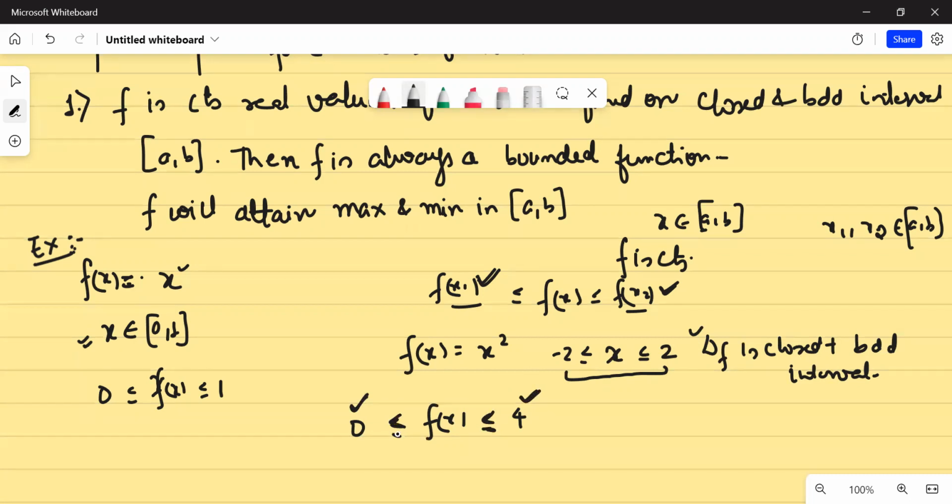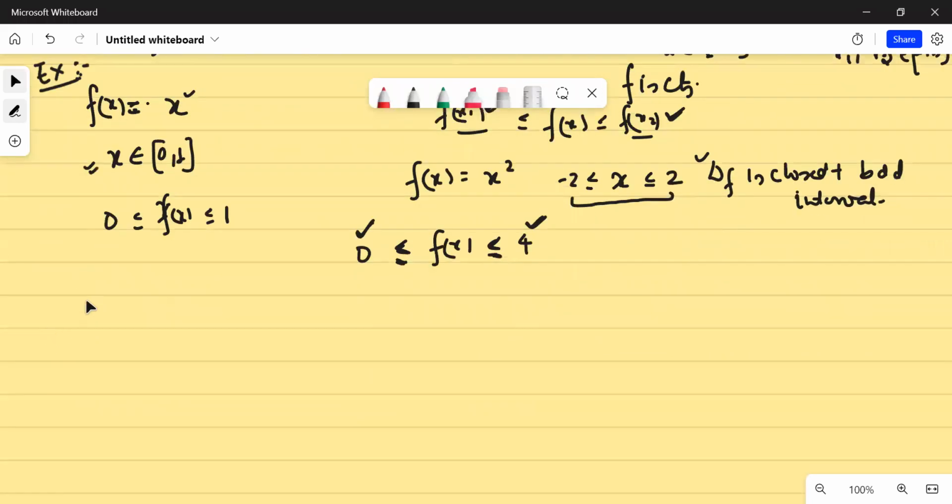Are you getting my points? Your function will have these values in this particular interval. So your function is again a bounded function. Can you see that? So this is how you should remember this particular theorem. Is that clear?